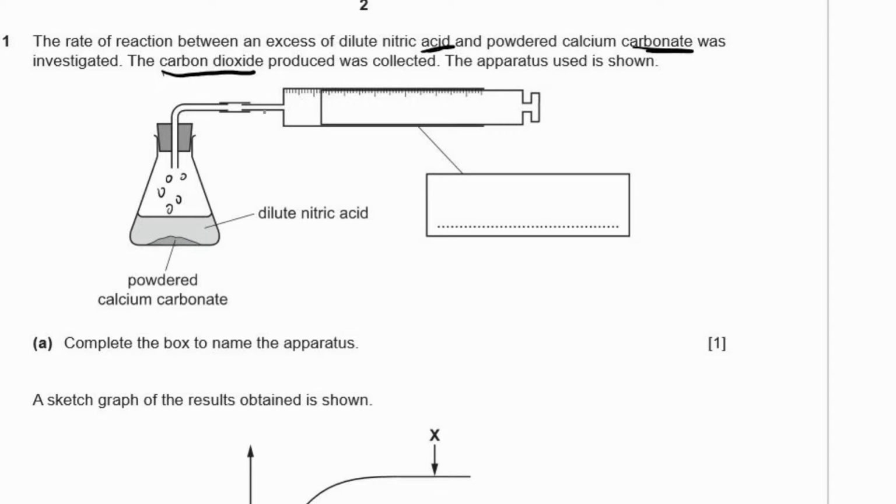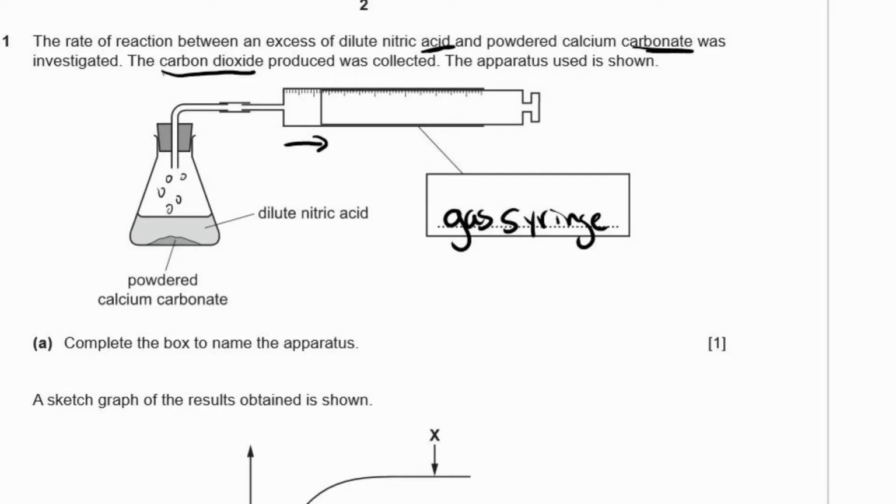The bubbles will go up the tube here, and as the reaction proceeds, that little plunger is going to be pushed out. And you can tell the rate of the reaction by how much the plunger is being pushed out. So the volume of carbon dioxide. A, complete the box to name the apparatus. This is known as a gas syringe. A gas syringe. All right.